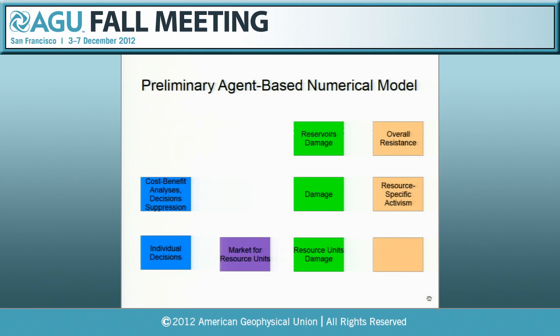So I'm not going to give you any details because of time considerations, but basically I've constructed a preliminary agent-based numerical model, which includes all the things I've just talked about. It includes a capitalist economy which is focused at fast time scales, in purple. It includes management decisions at fast and intermediate time scales, in blue. It includes the environmental systems, both as resources and damage that human impact has on those systems, and also resistance systems, which are attempting to push against and influence the management and economic part of the system.